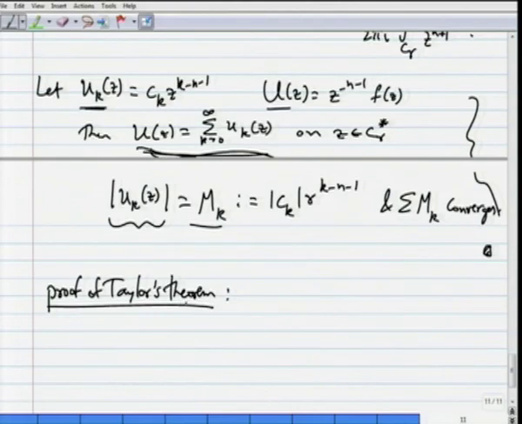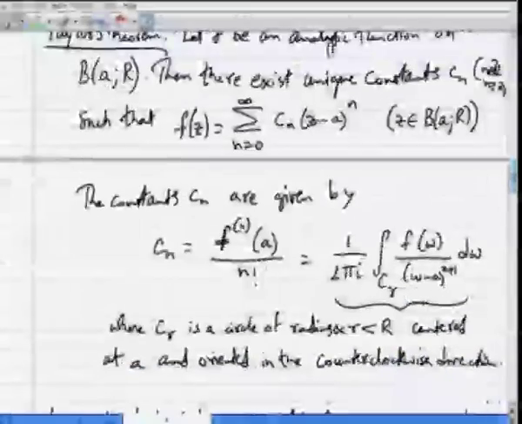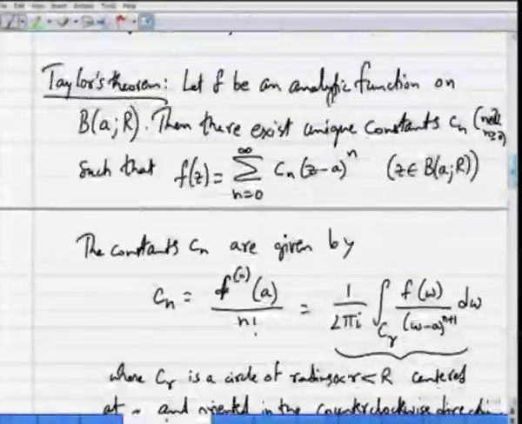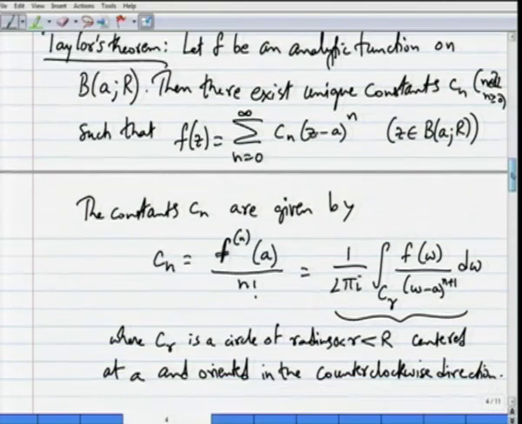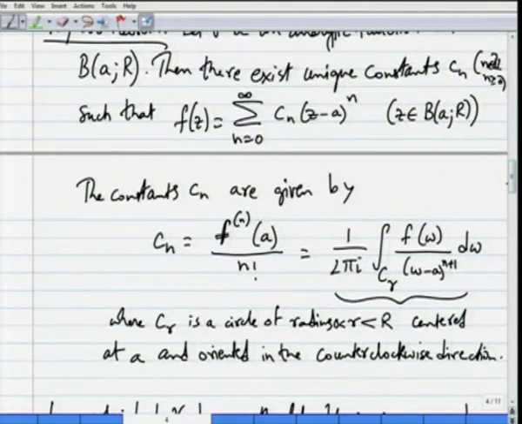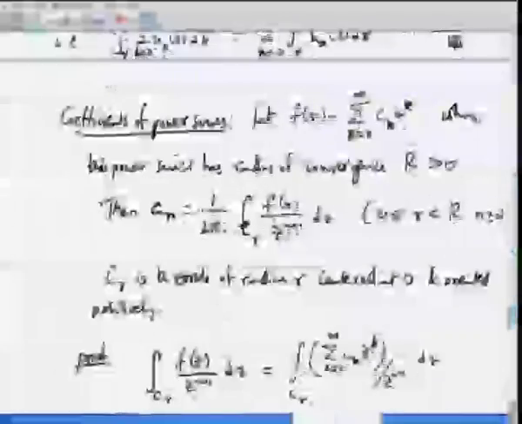We will start by fixing, let me revisit the statement of the theorem. It says that a function f is assumed to be analytic on the disk B(a, R), R positive. Then f is locally a power series, and moreover the constants c n are given by the nth derivative of f at a divided by n factorial.